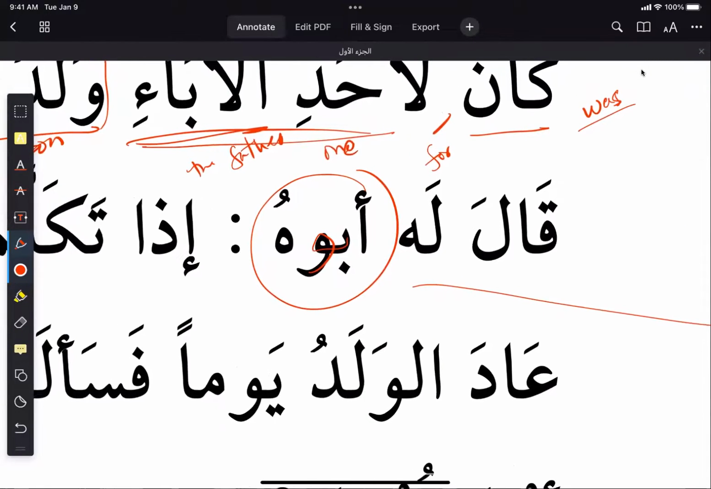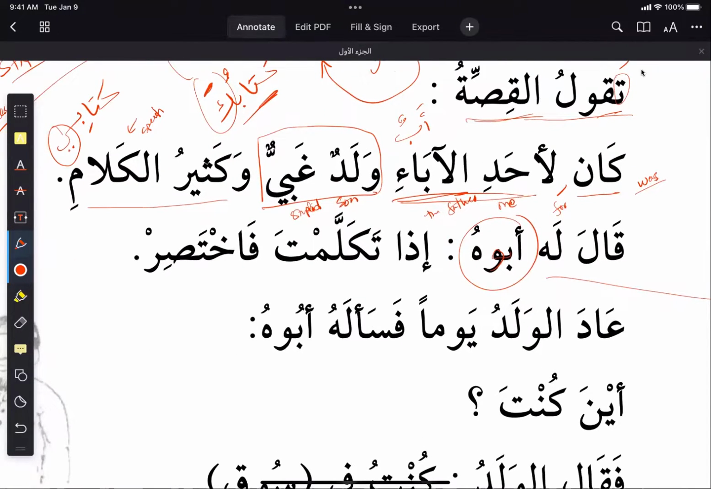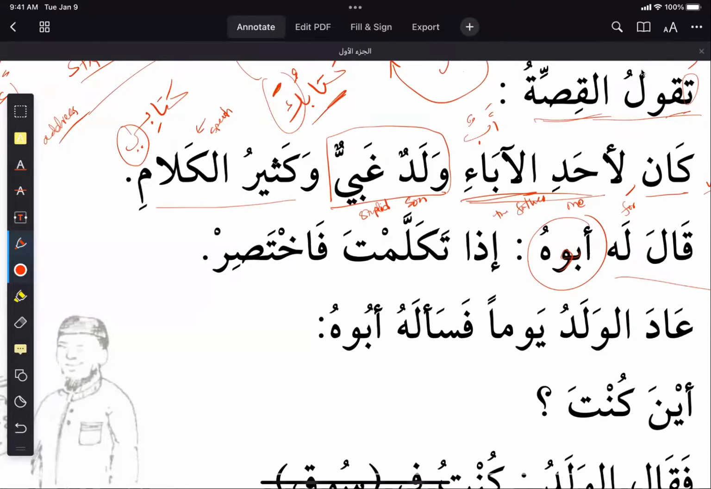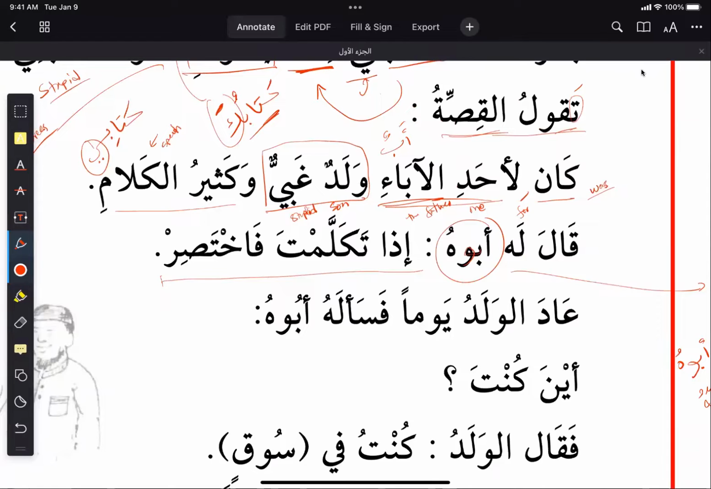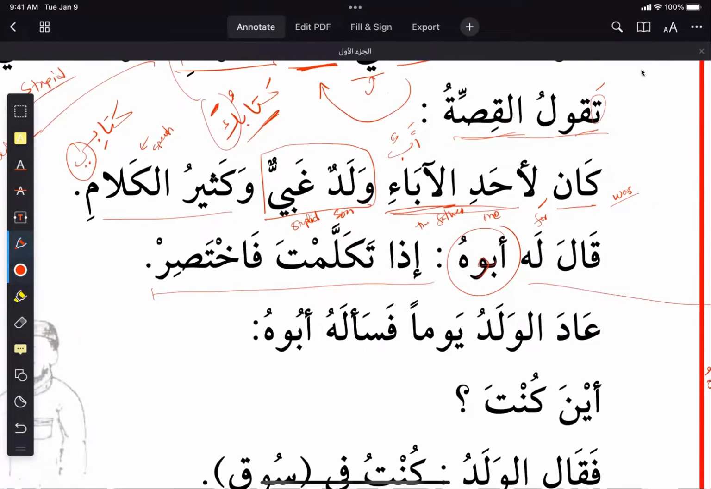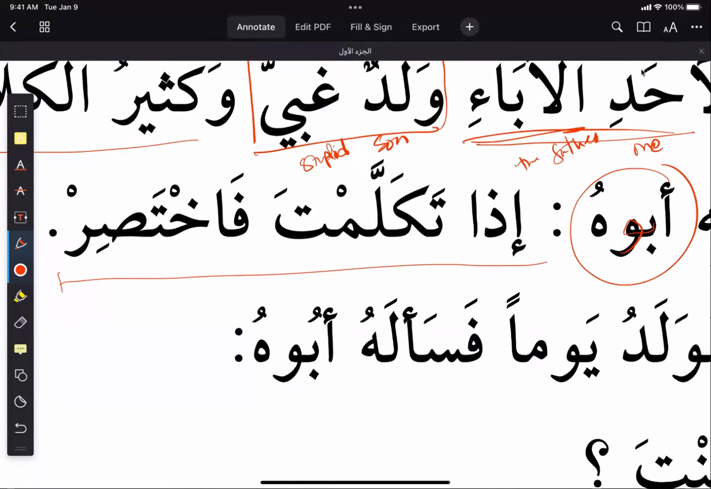So the father said lahu, to him. Okay, the father said to him, إِذَا تَكَلَّمْتَ فَاخْتَصِرْ. Okay, إِذَا تَكَلَّمْتَ فَاخْتَصِرْ. So, you know, the book is giving you a lot of interesting and advanced sentence structure, but unfortunately, I cannot explain to you every detail of the rules here, because we have a conditional statement, which is very difficult in Arabic language. There's a lot of rules. Okay, so instead what I'll do is I'll just simply translate for now. Okay, so just get used to some of the words.